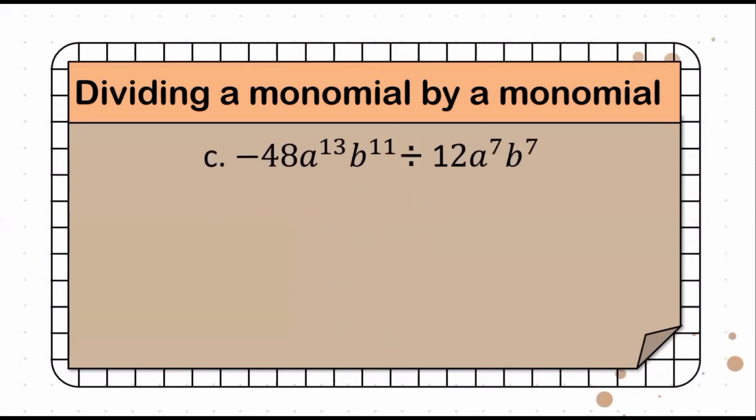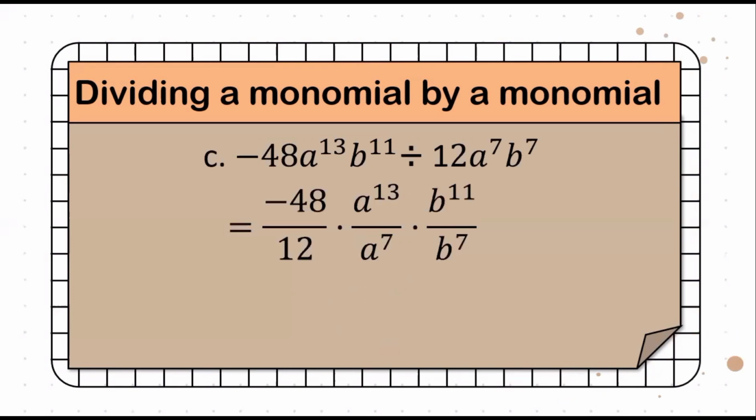Next, 48a raised to 13, b raised to 11 divided by 12a raised to 7, b raised to 7. Still, the rules that you are going to use are, first, you have to divide the numerical coefficients together and the literal coefficients together. And that will bring us now 48 divided by 12. Whatever is the quotient, you multiply it to the quotient of the literal coefficient of a raised to 13 over a raised to 7. Same is true with b raised to 11 over b raised to 7.